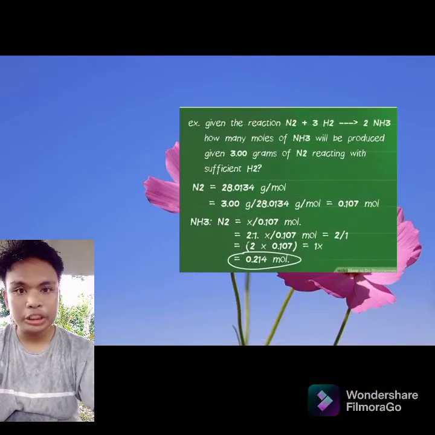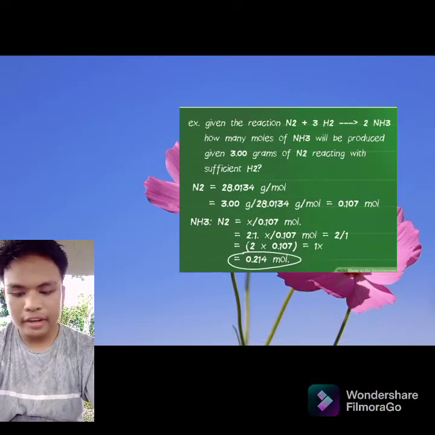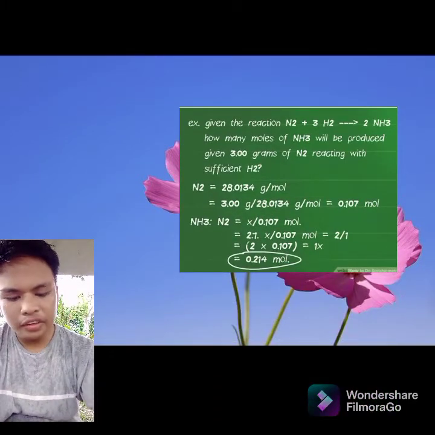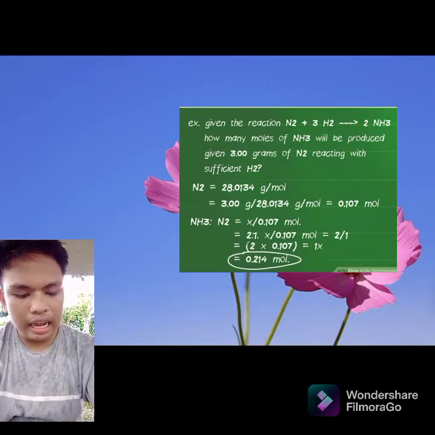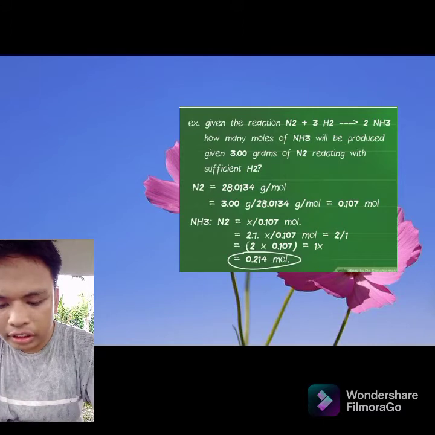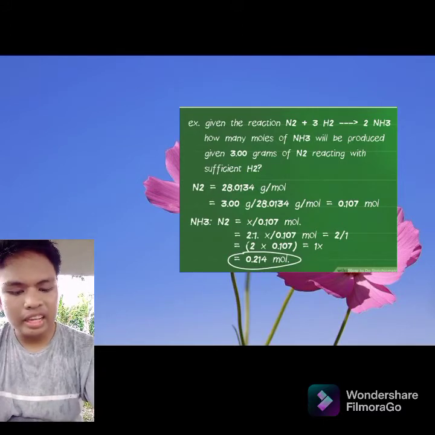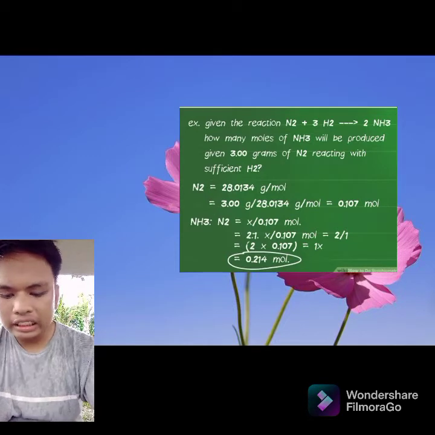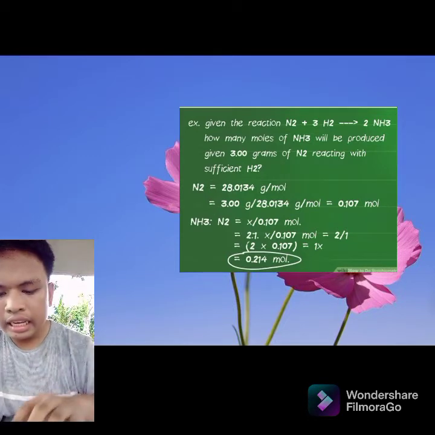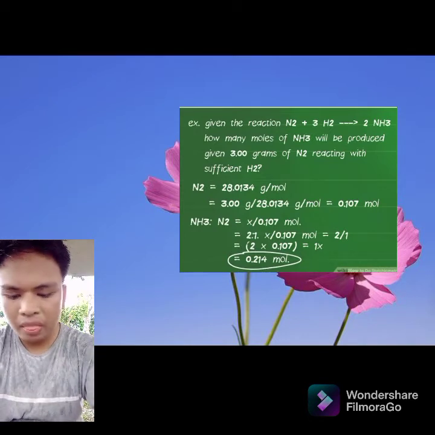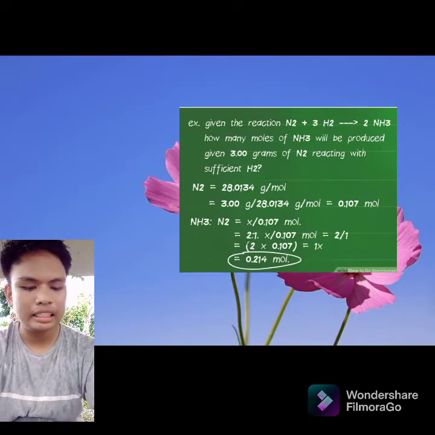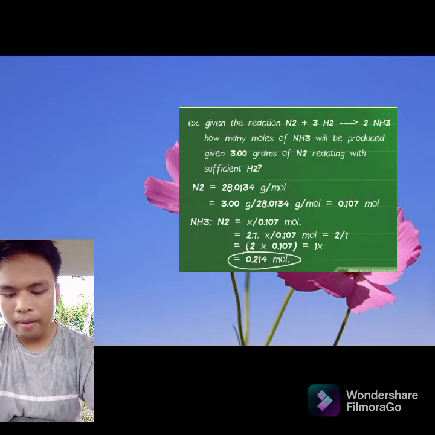Multiply by the molar ratio to find moles of the other reactant. For example, given the reaction N2 plus 3H2 yields 2NH3, how many moles of ammonia will be produced given 3 grams of nitrogen gas reacting with sufficient hydrogen gas? In this example, sufficient hydrogen gas means that there is enough available and you don't have to take it into account to solve the problem.